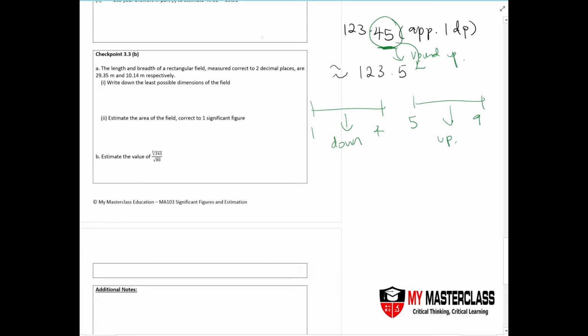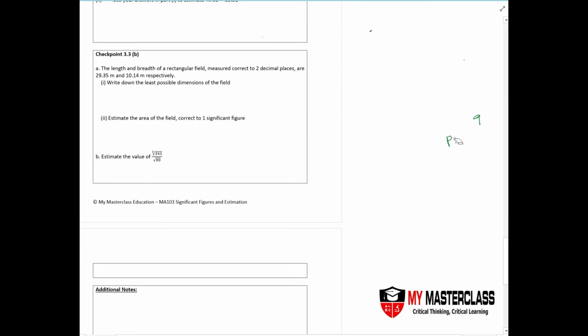So after learning about this, now let's take a look at this particular question. This question requires you to work the other way, which is backwards. This is what they gave you: 29.35 and 10.14. But they tell you that these are numbers that have been corrected to two decimal places. So what is the other possibility that it could come from?